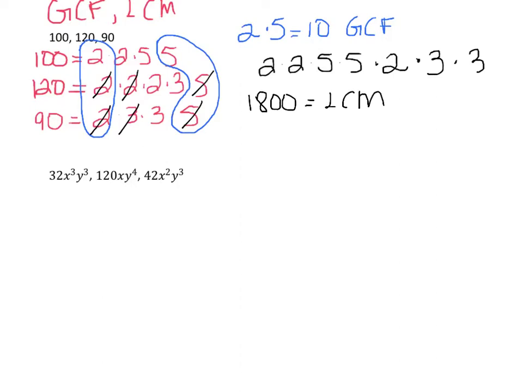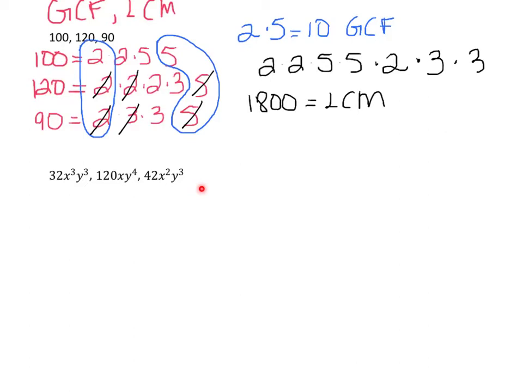This is the smallest number that I can divide by 100. So I can do 1800 divided by 100, 1800 divided by 120, 1800 divided by 90. We can do the exact same thing even when there are variables.